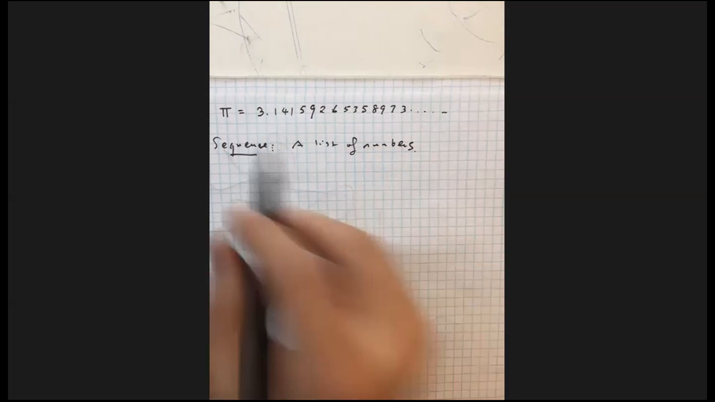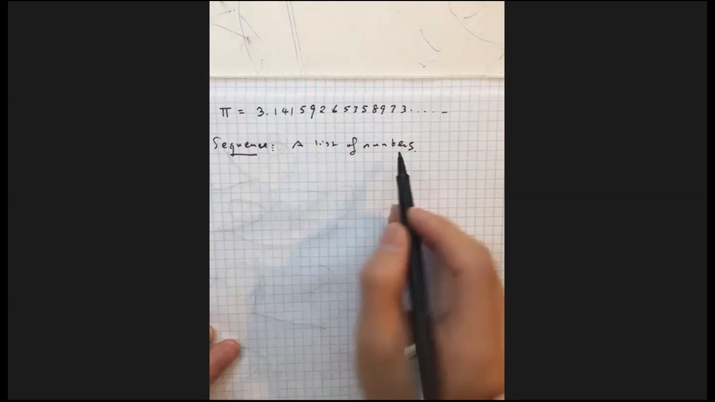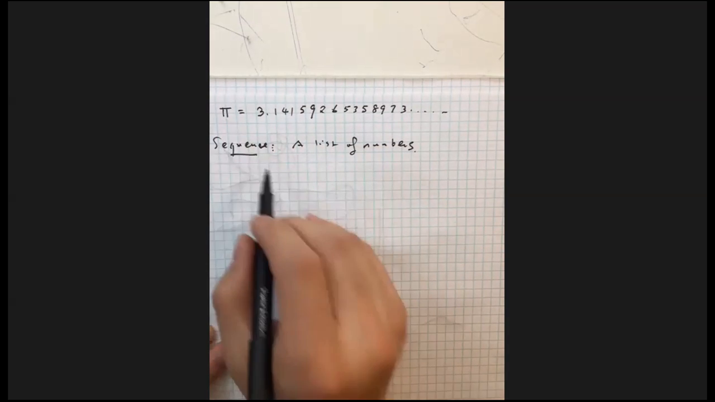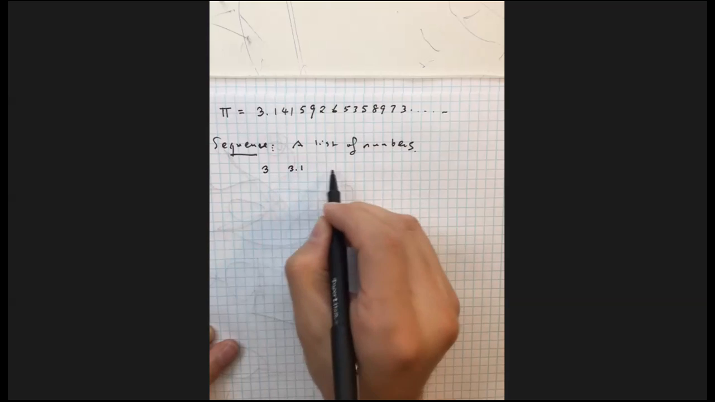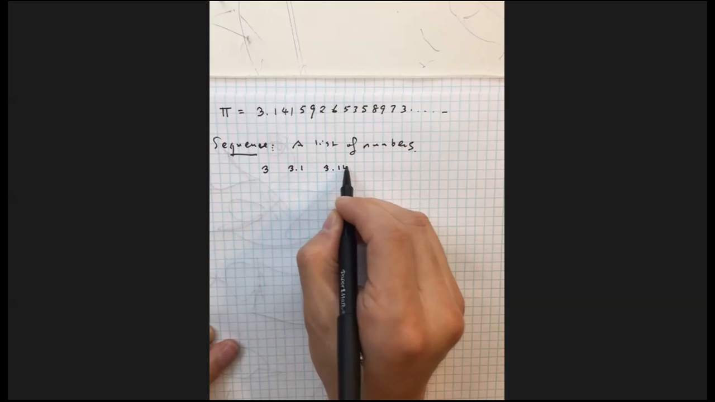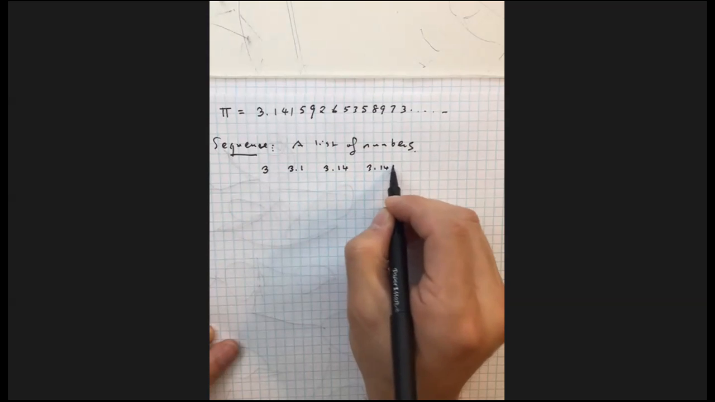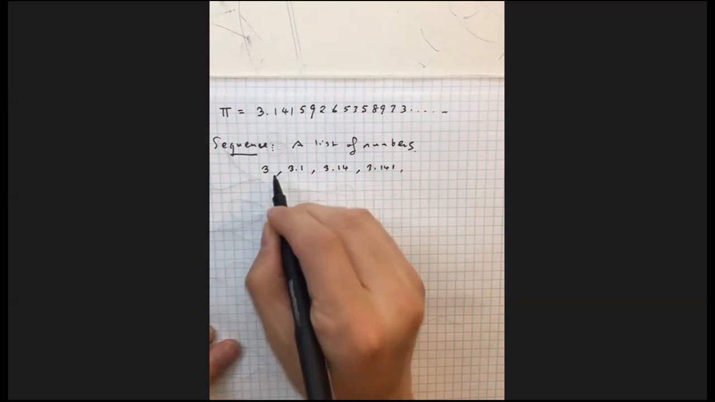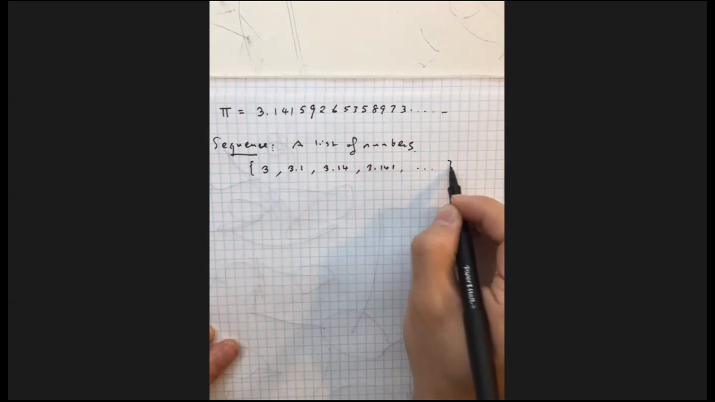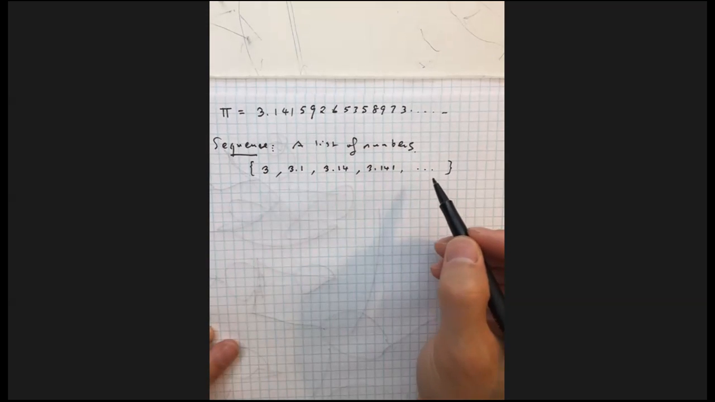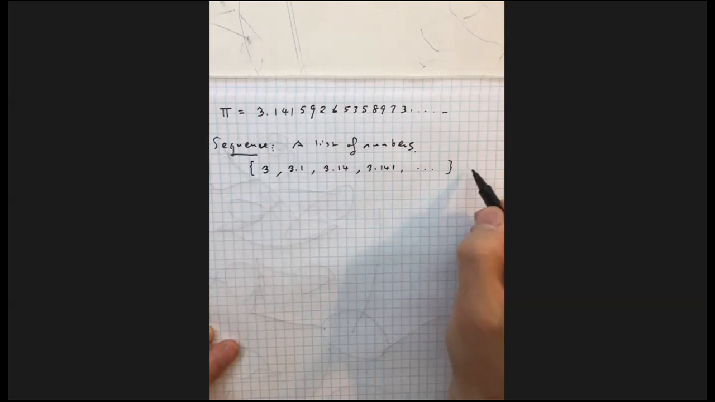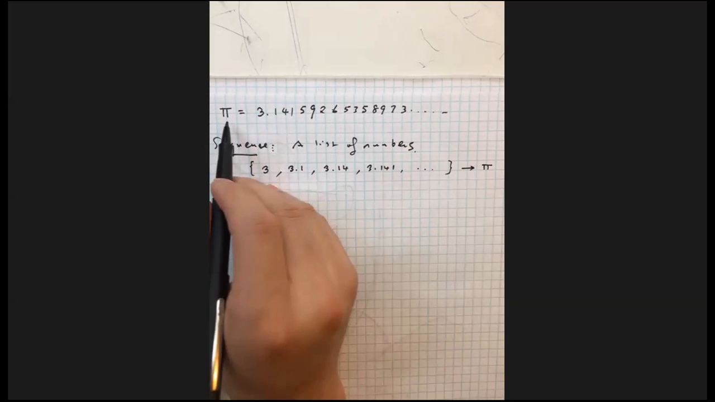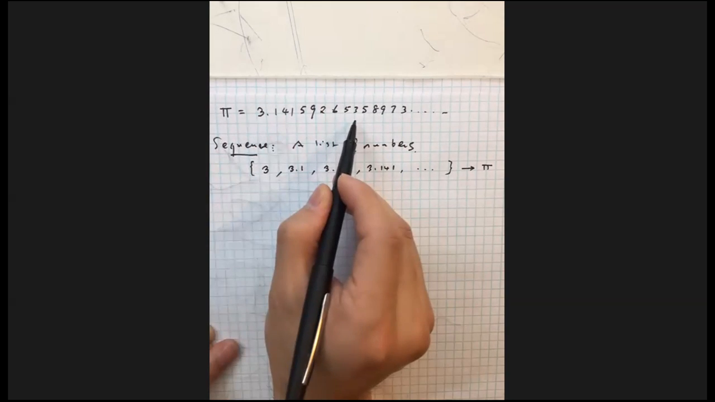Okay, so for example, if you want a sequence, a list of numbers, which takes pi as a limit, the best way to do this is to have the first term be 3, the second term be 3.1, the third term be 3.14, the fourth term be 3.141. And you see the pattern here, right? For this sequence, it's obvious that if I take the first n digits of this number, this sequence will converge to pi. That makes sense? So this is how you represent pi as the limit of a sequence.